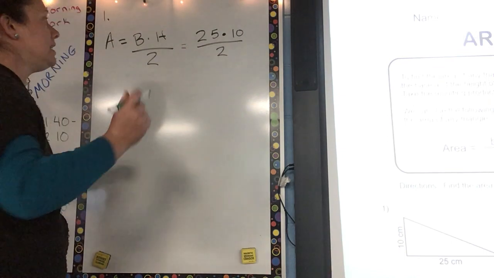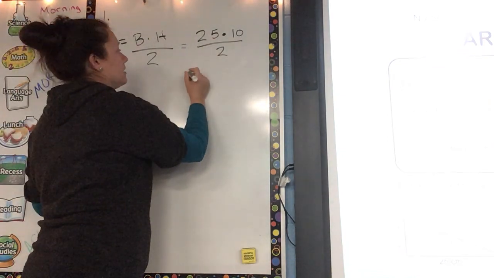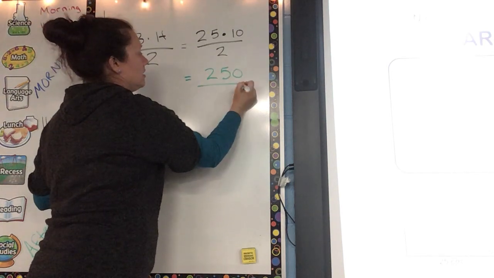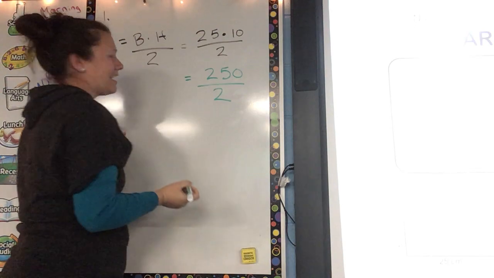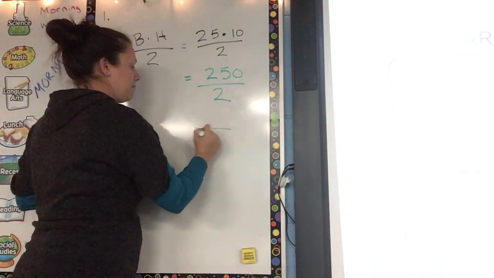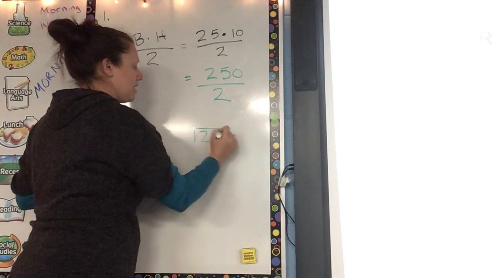All right, so what is 25 times 10? 250, and then I need to divide by 2. All right, can you do that mentally? No. Probably not. Some maybe. So let's write it out.